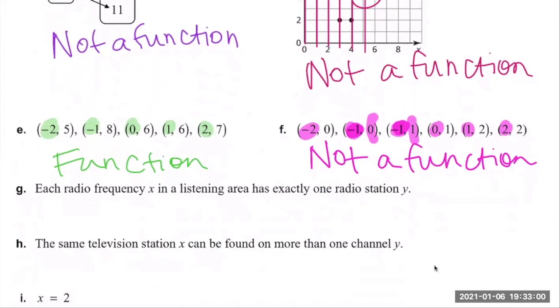So now we're going to get into some interesting situations. It says each radio frequency X in a listening area has exactly one radio station Y. So basically, they're saying when you have a radio station, for example, let's go with Kansas City area. We have 93.3, we have 95.7, 103.3, 105.9. There's no way if you turn to that station, you're going to get a different station than Mix 93.3. The vibe, like that's not going to change. So this is a function.